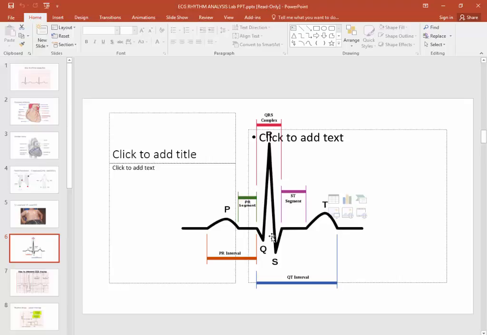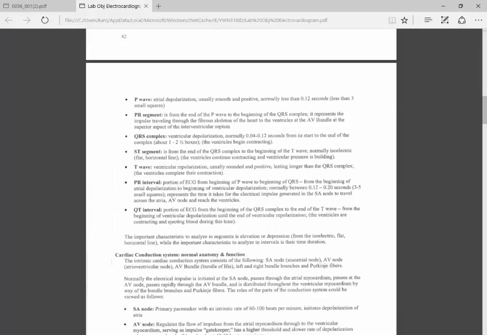Yes? That's another thing we can measure, but that's not in your lab objective. PR. Yeah, the PQ, let me look. I was just looking at it here. The PQ interval.